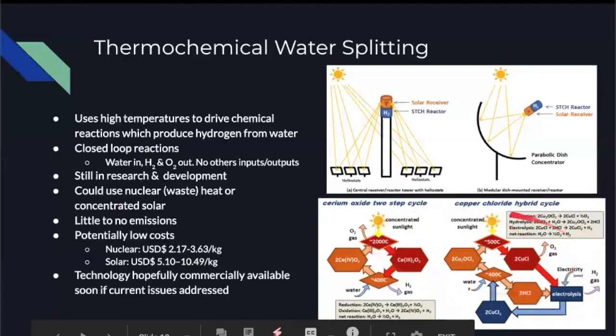Below this are two proposed methods that would use heat to produce hydrogen. This is what would happen in the STCH reactor shown above. The concentrated sunlight in this graphic could be replaced with nuclear waste heat. You can see on this lower diagram that the process is closed loop, with the only products entering the system being water, and electricity over in this case, and then the only outputs being oxygen and H2.